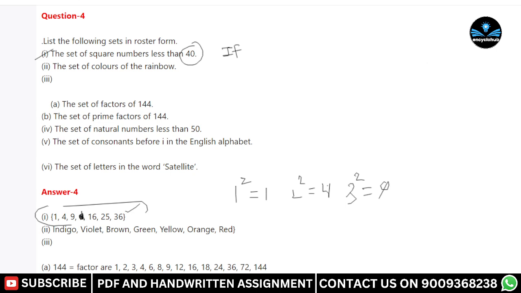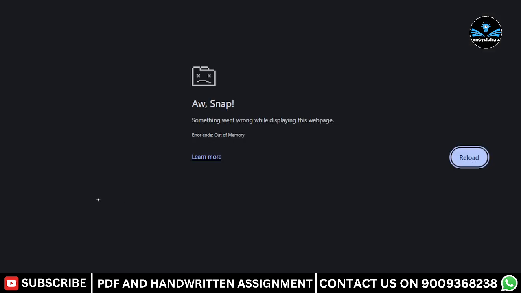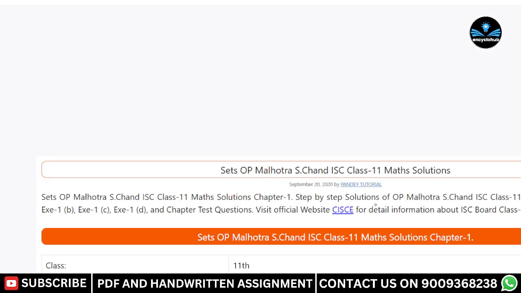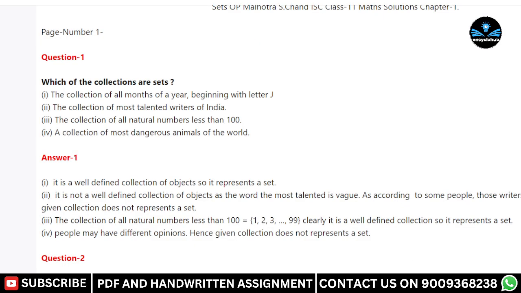So that is the correct answer. And how many elements do we have? 1, 2, 3, 4, 5 and 6. Okay, this is called roster form, which we have solved.